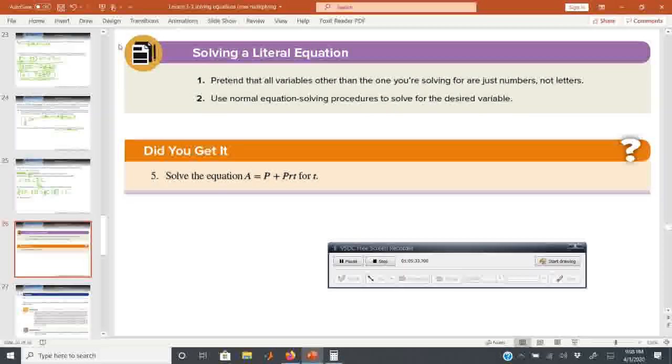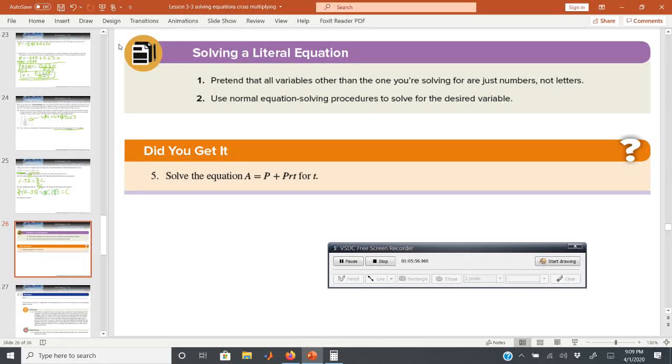So solving literal equations, pretend that all the variables other than the one you're solving for are just numbers, not letters. So we do the same steps that we would do if we knew the variables. Use normal equation solving procedures to solve for the desired variable. We just don't end up with a number as the answer.